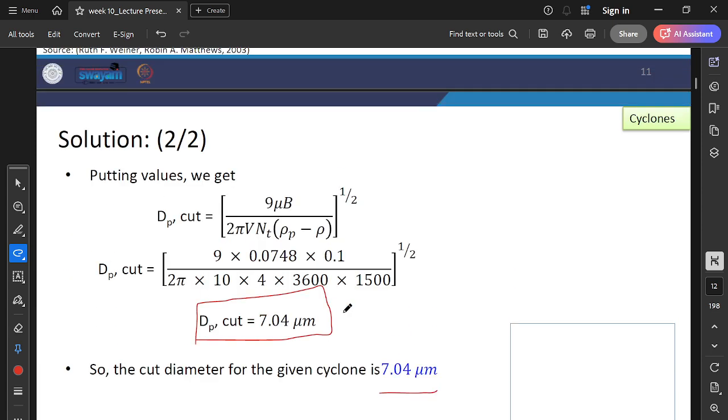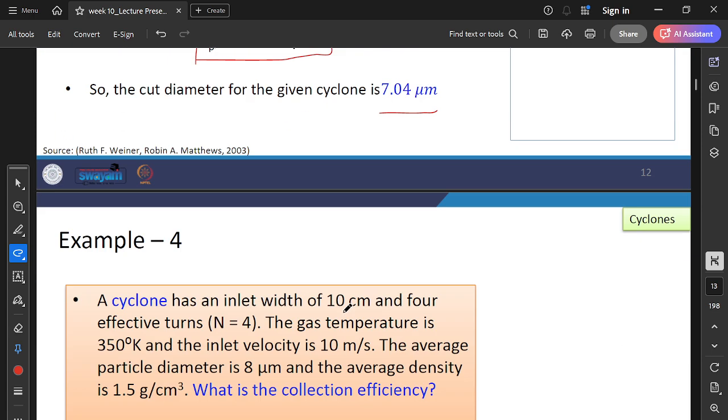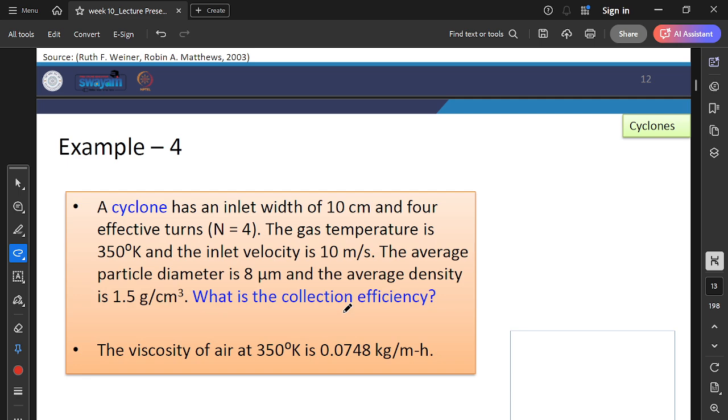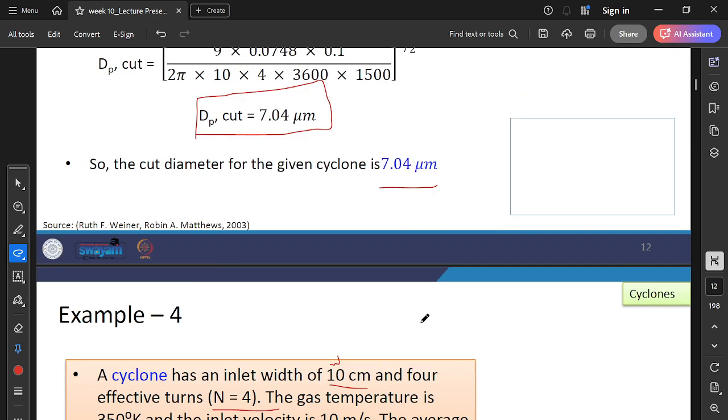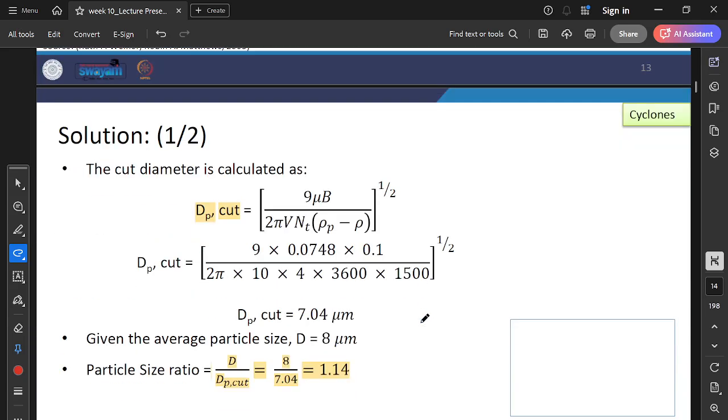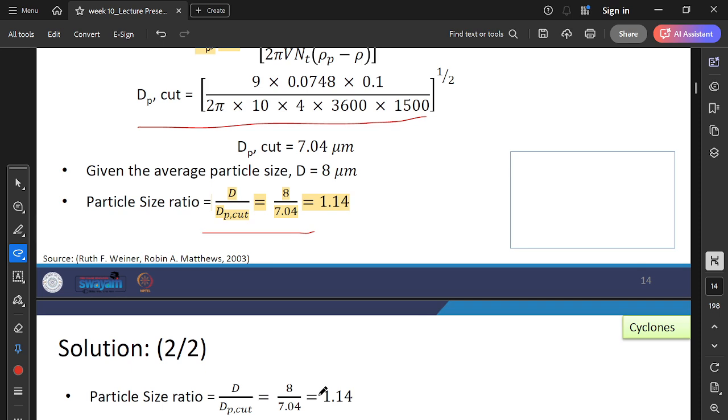Hope you understood this, cut diameter in cyclone separators. Again, the other question in the cyclone separator: a cyclone has an inlet width W given, and 4 effective turns, again the same. The gas temperature and the inlet velocity are given, and the particle diameter is 8 micrometer. They are asking about the collection efficiency. So you can back calculate using the same formula. See? So cut diameter you can find, and the graph.